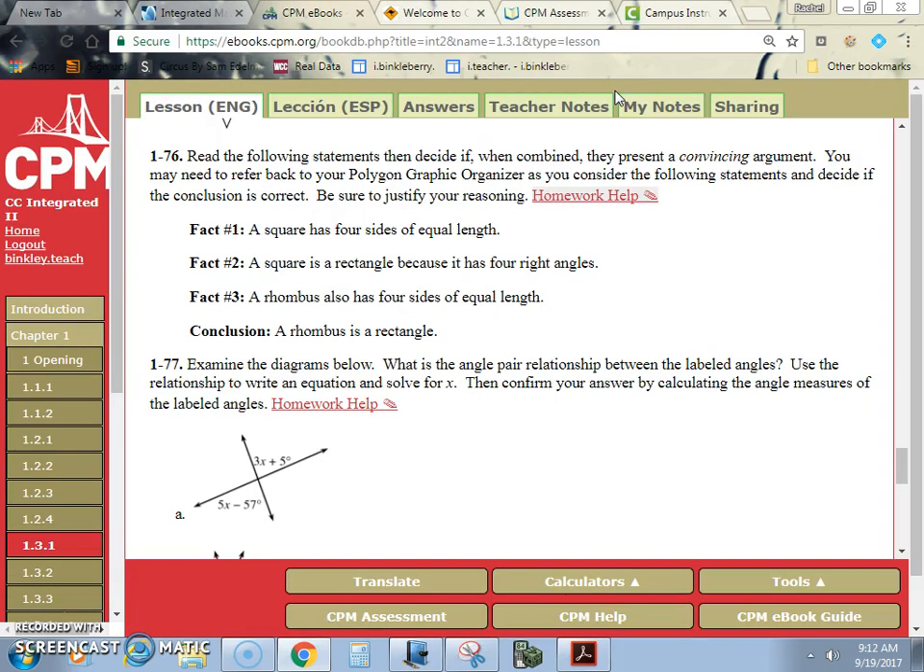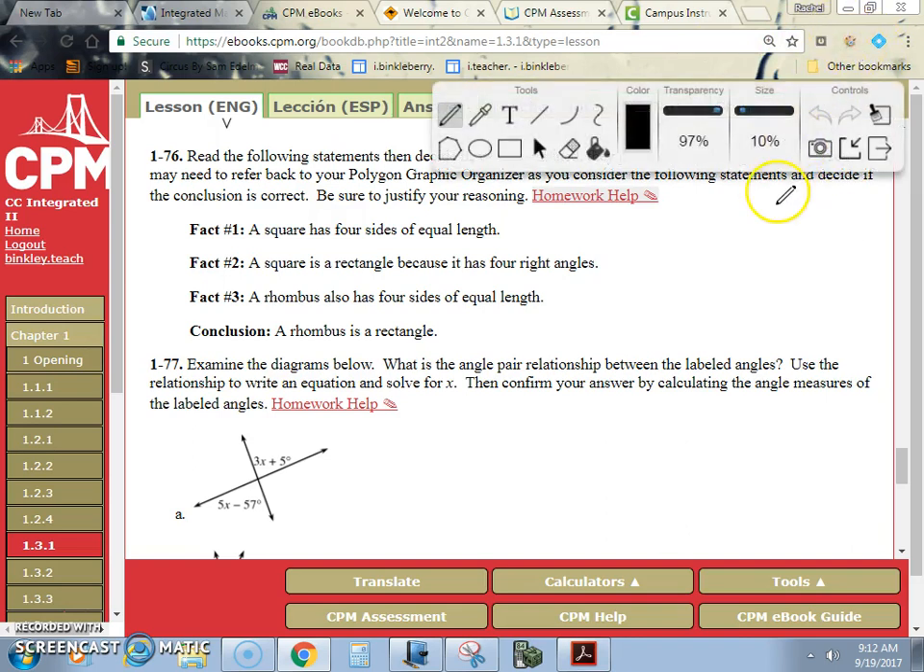All right, you guys, 176 says, read the following statements, then decide if, when combined, they present a convincing argument. You may need to refer back to your Polygon graphic organizer as you consider the following statements and decide if the conclusion is correct. Be sure to justify your reasoning. So fact 1 says a square has 4 sides of equal length. Fact 2 says a square is a rectangle because it has 4 right angles. And fact 3 says a rhombus also has 4 sides of equal length. So your conclusion is a rhombus is a rectangle.